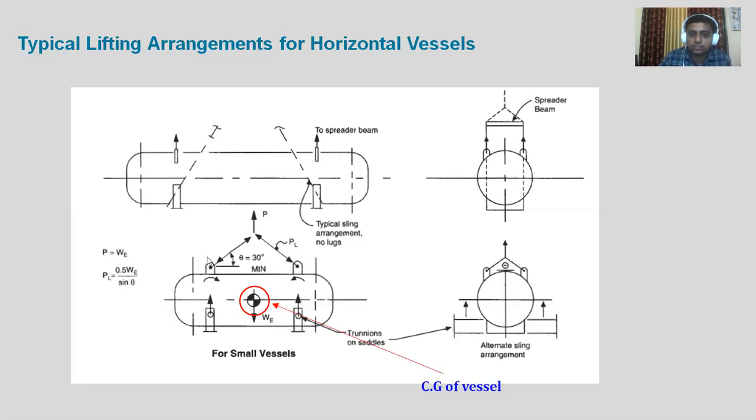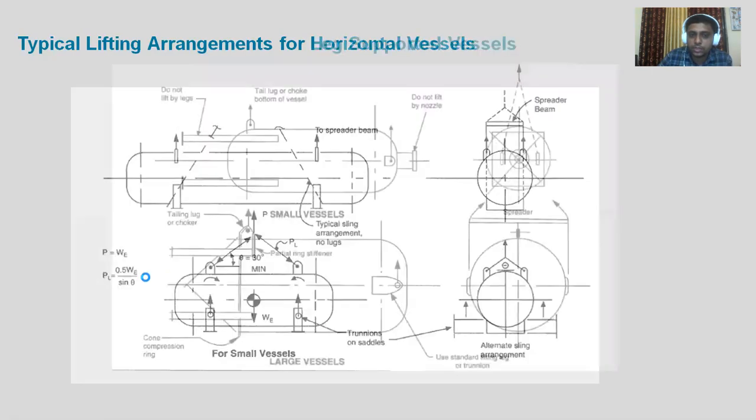So how much will this vertical reaction be? WE by 2. That is, weight by 2 will be the vertical reaction over there. Then we can calculate the component which is acting over here with the help of this vertical component, which is WE by 2, nothing but 0.5 times W, divided by sine theta. Using trigonometry, the vertical is known to us, that is WE by 2, which is 0.5 times W or WE.